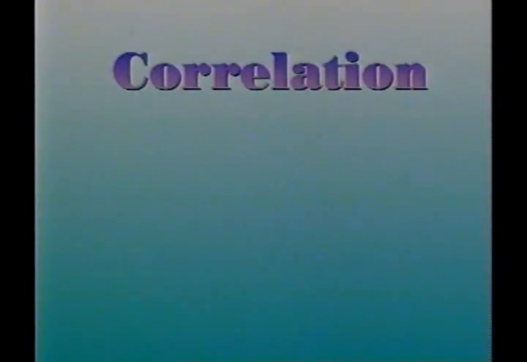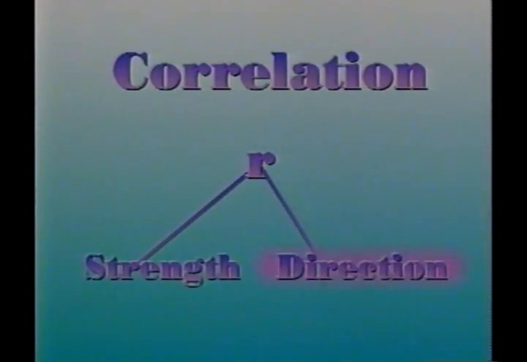The number that measures correlation is called the correlation coefficient, known as R. R gives us a measure of the strength and direction of the relationship between 2 variables. R is always a number between -1 and +1. The closer R gets to 1, the stronger the association it describes.